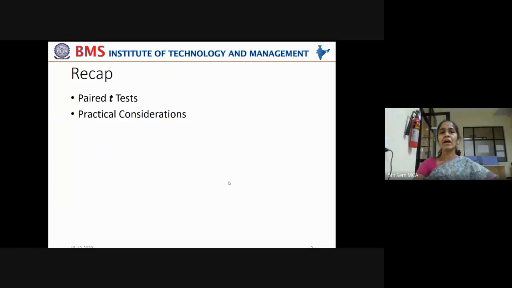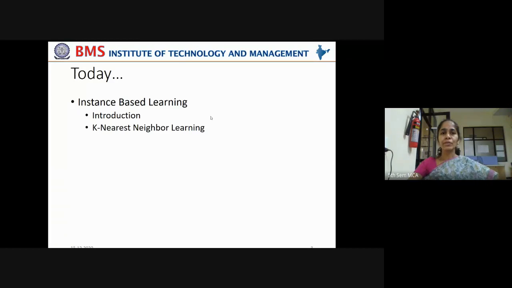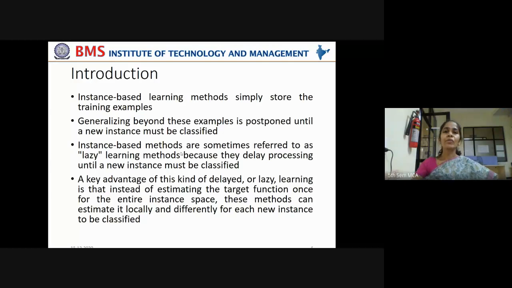In the last class, we completed the hypothesis testing concept with two topics, paired t-tests and practical considerations to perform this kind of tests. In today's class, we are going to cover instance-based learning and k-nearest neighbor learning. What is instance-based learning? How is it different from the algorithms we have learned so far?